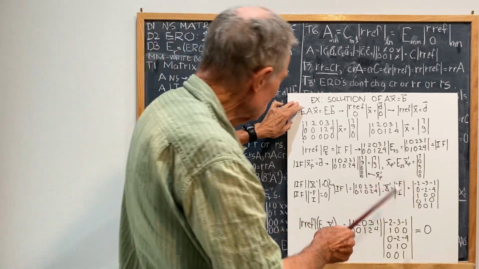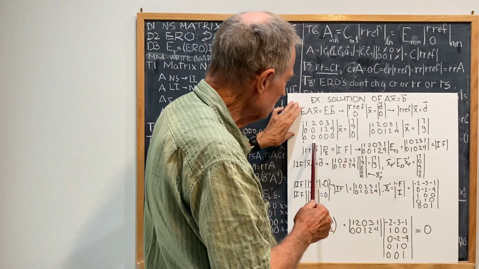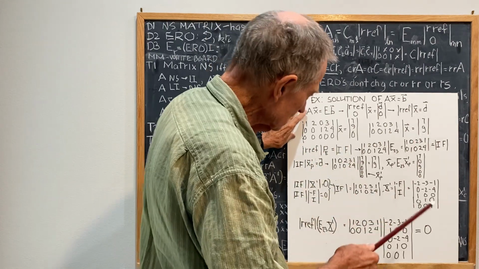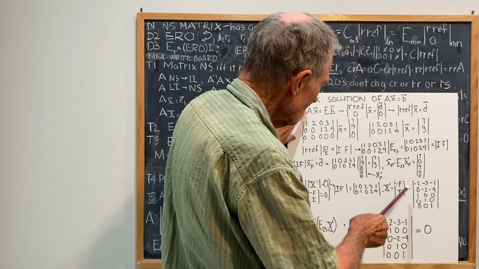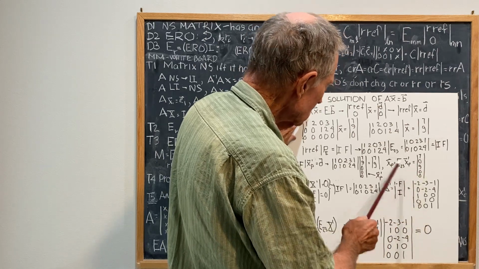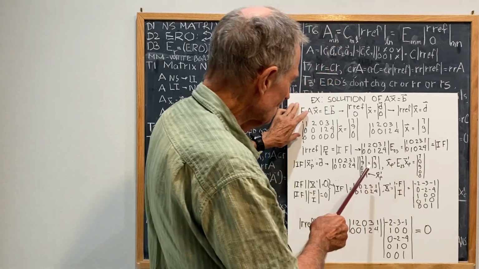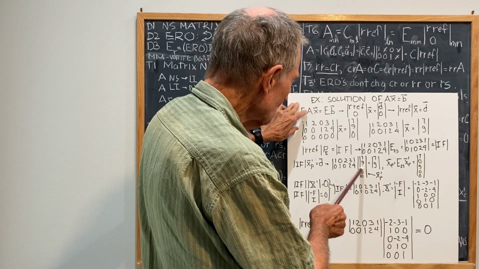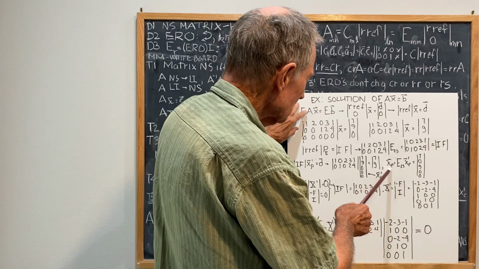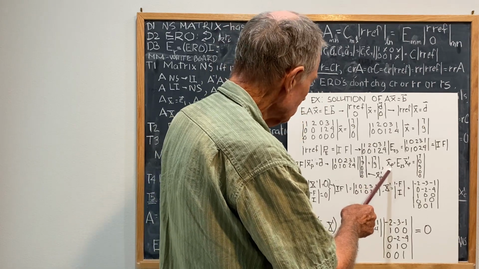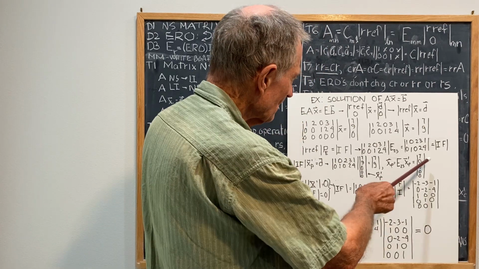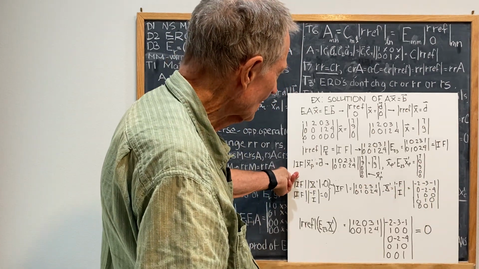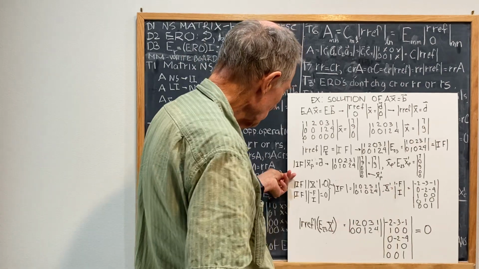So originally, EP said interchange columns 2 and 3 to get IF. Now, you get to go back, interchange rows 2 and 3 of xp prime to get the solution of RREF xp is equal to D. So that's the solution. Okay.